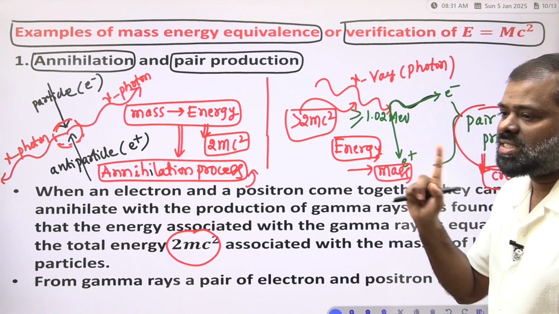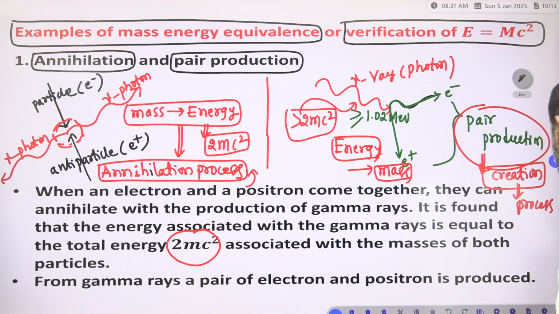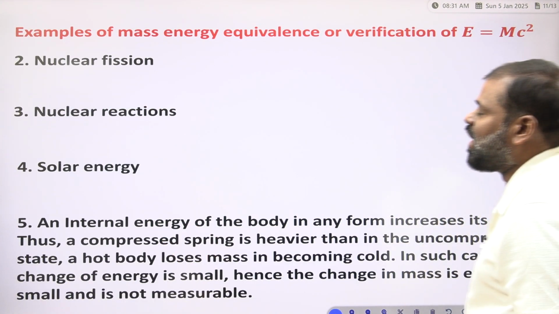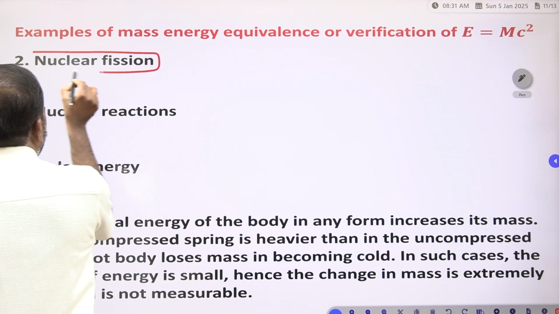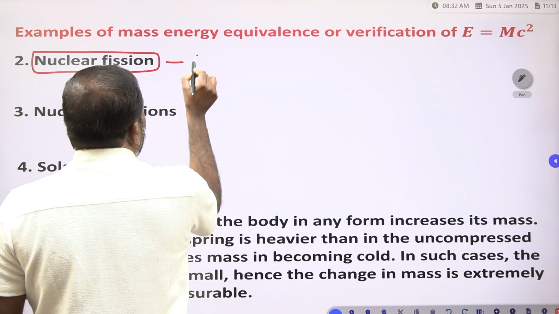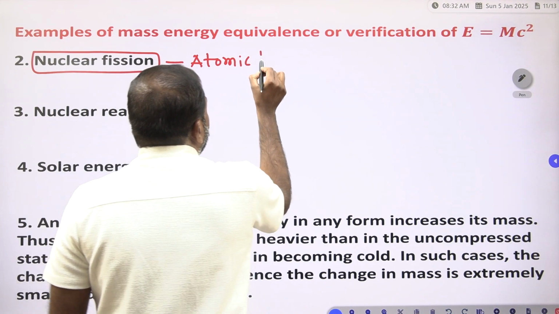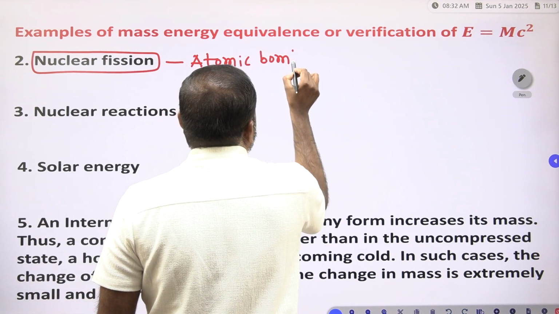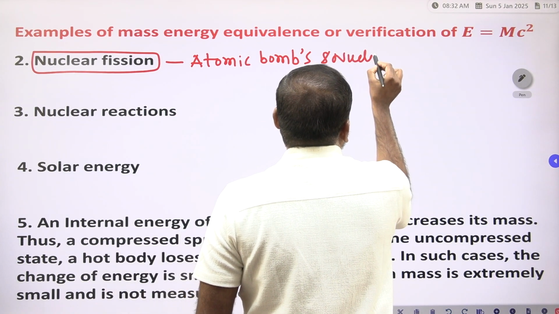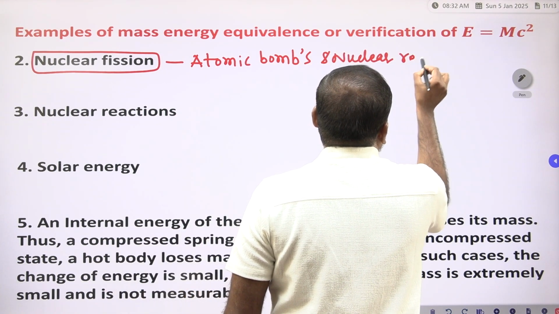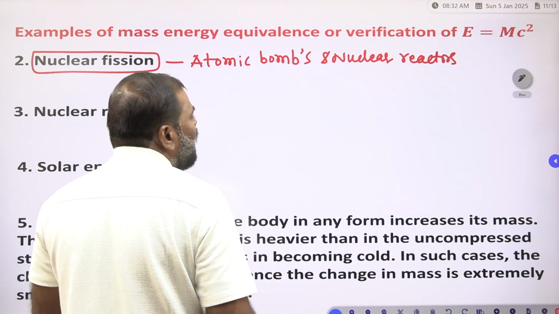This is the first example of mass and energy equivalence. Now I will give many more examples. Suppose you take nuclear fission, which we use in atomic bombs and nuclear reactors.